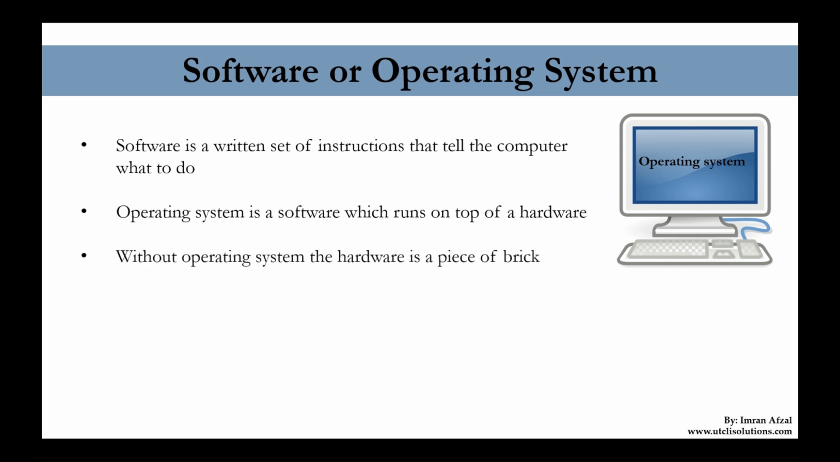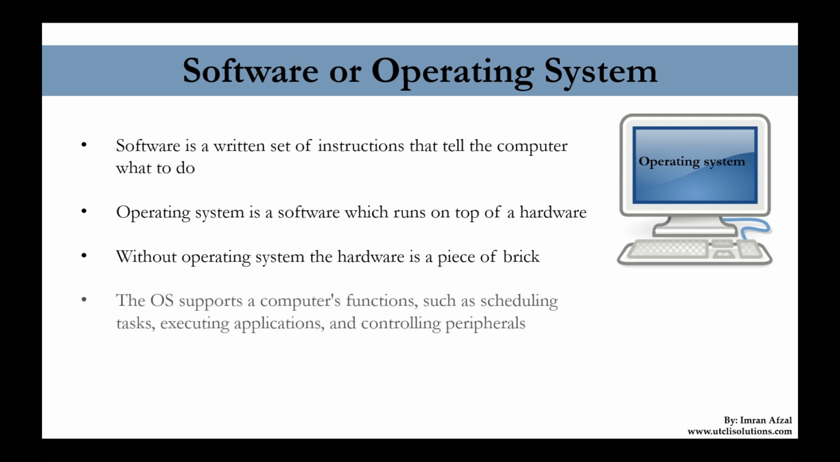Without the operating system, your hardware is just like a piece of brick or a piece of metal because it cannot function without an operating system. The operating system supports computer functions such as scheduling tasks, executing applications, and controlling peripherals. So the operating system is actually controlling your devices. If you want to print something through your application, let's say you have Microsoft Word and you want to print your document, that specific instruction goes to the operating system, and the operating system sends it to the printer to print.